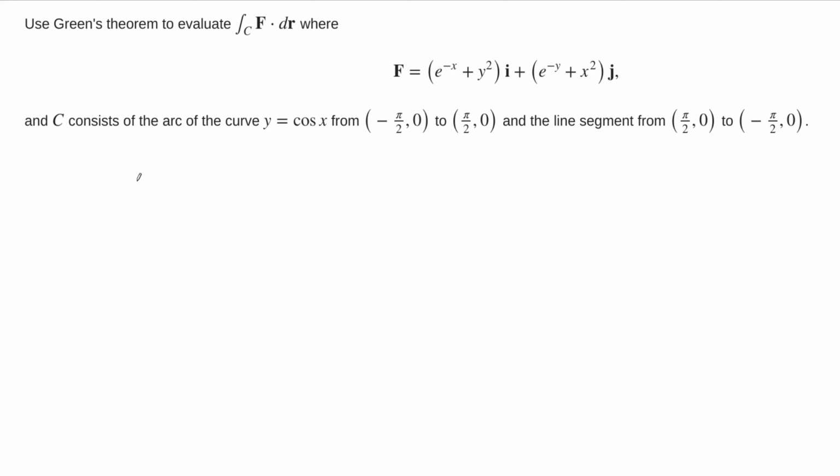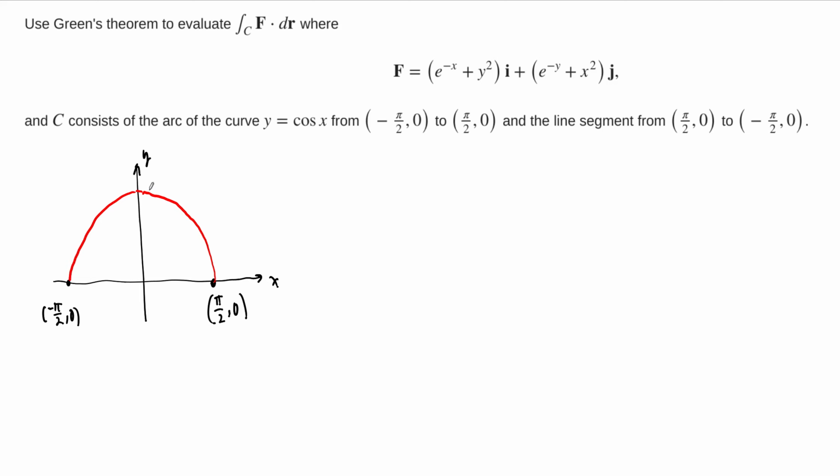So let's start by sketching the region here. I say the region because I'm already thinking about Green's theorem. So here's our point, pi over 2 comma 0. Here's our symmetric point, negative pi over 2 comma 0, over here. And our curve goes from this point to this point, follows a cosine arc, right? So this is y equals cosine of x.